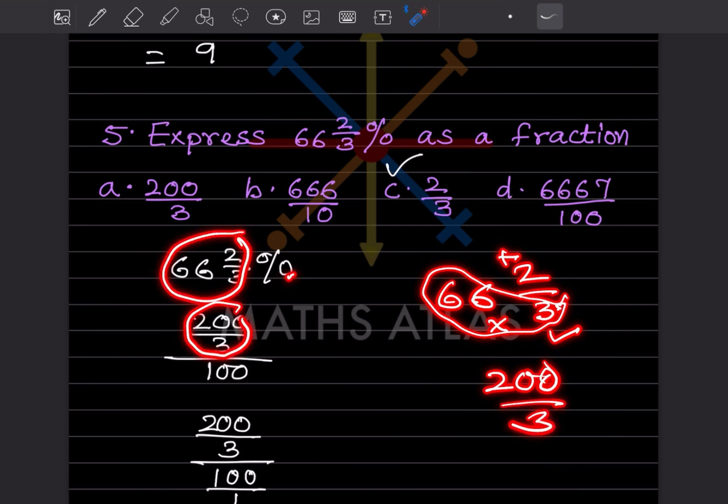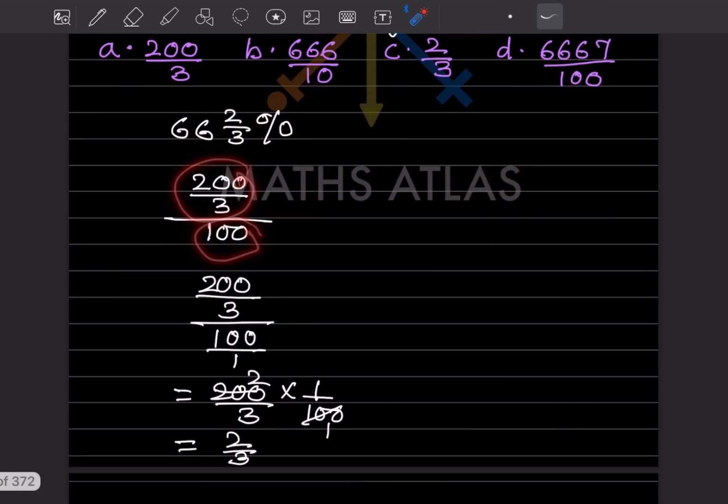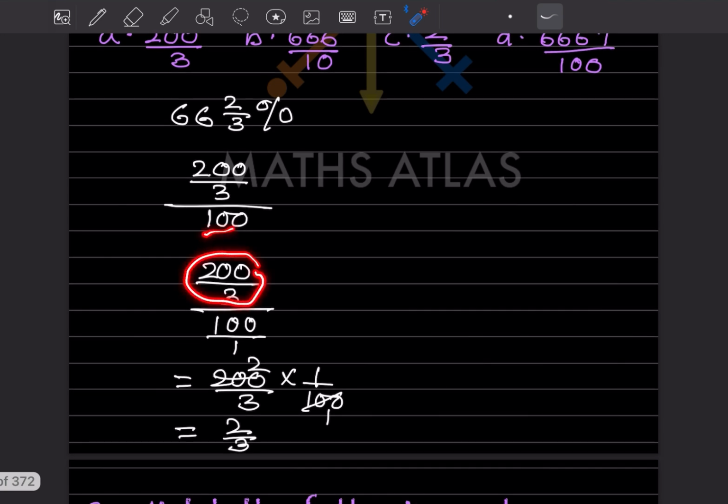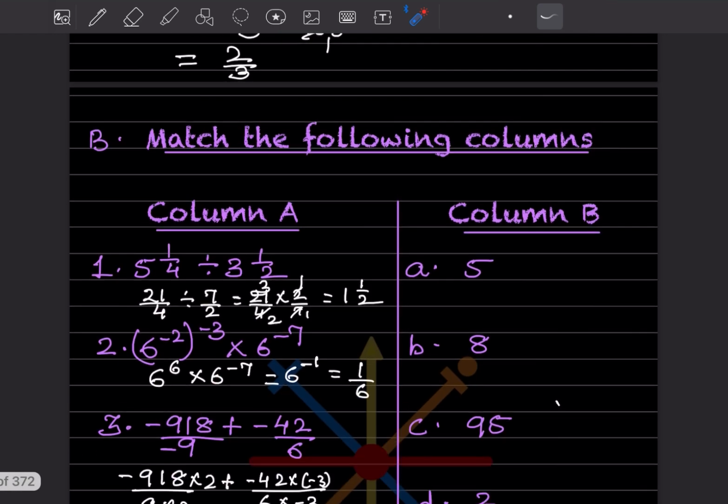But now it is a percentage. Percentage means you always have to divide by 100. So this is the numerator, and we can also put 1 here. The numerator will be as it is, and the denominator 100 gets flipped, so it is 1 by 100. Now 100 ones are 100, 100 twos are 200. So the answer is going to be 2 by 3. Be careful with this sign. So the answer is 2 by 3.